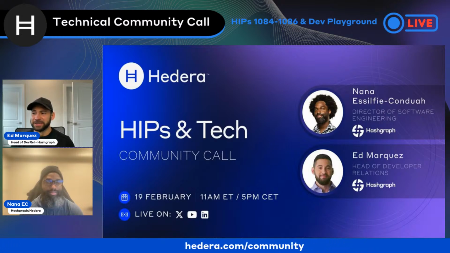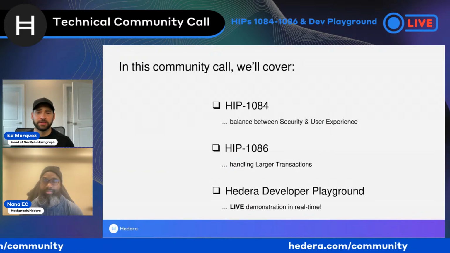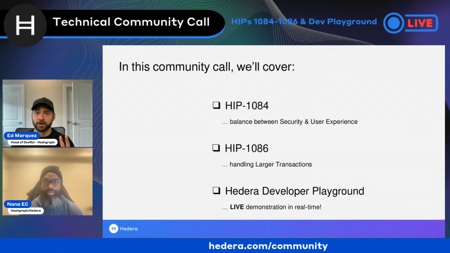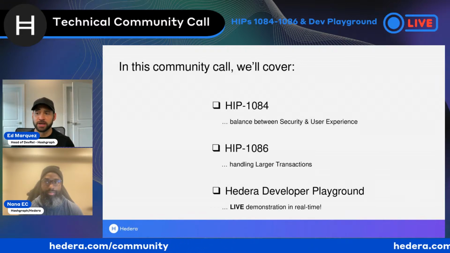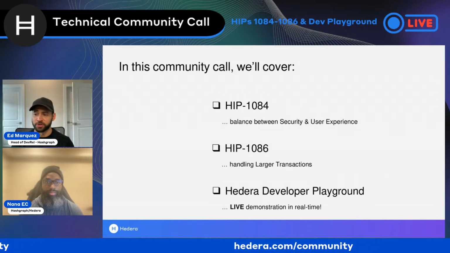That is amazing, Nana. Thank you for sharing that. And we can go to the next slide. So this is going to be the agenda for today. As I mentioned, we're going to cover 2 HIPs. One that is going to be zero cost Ethereum transactions on success, and the other one is going to be jumbo Ethereum transactions. So that's the part that Nana is going to cover.